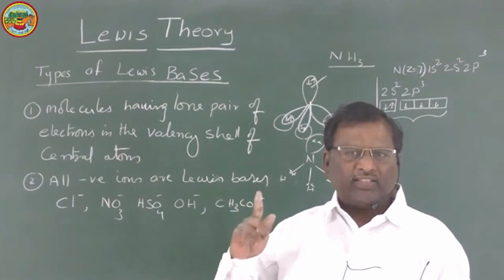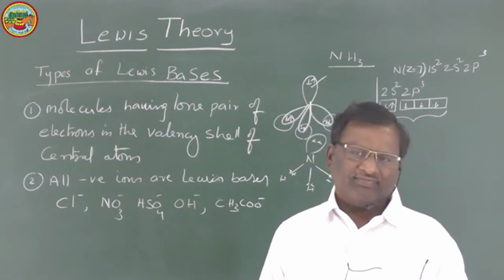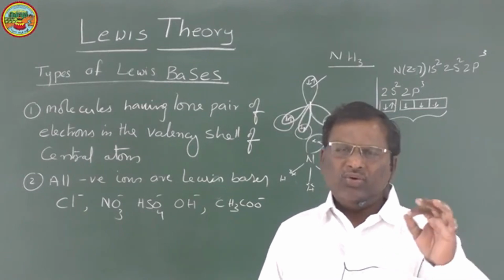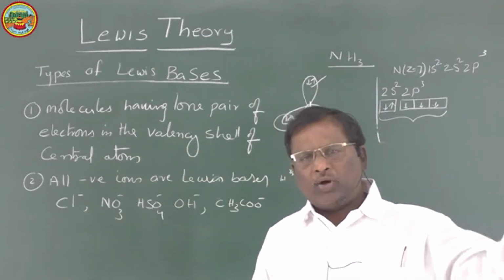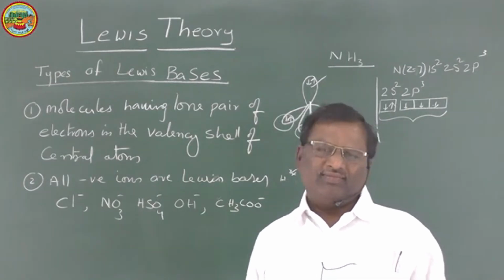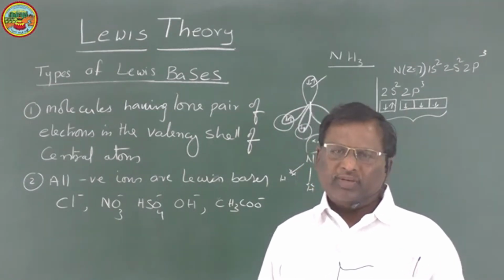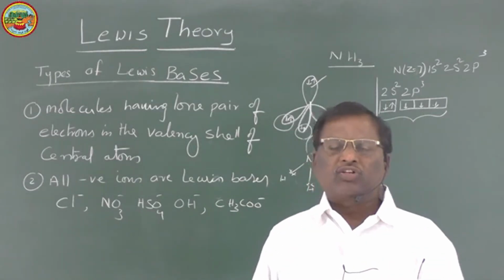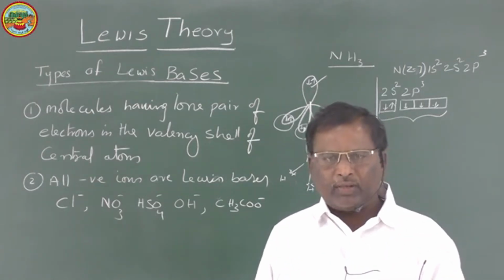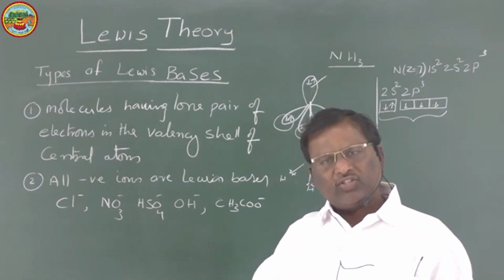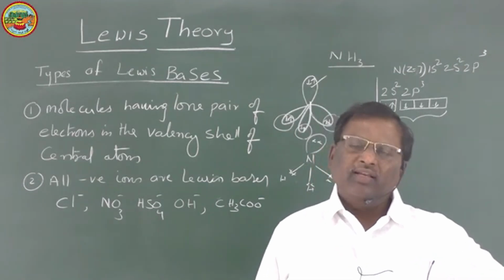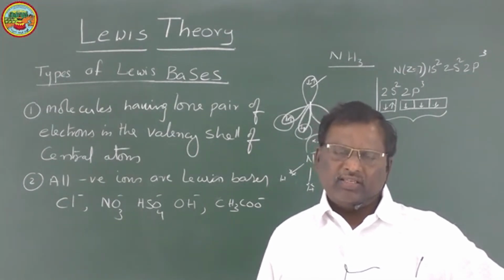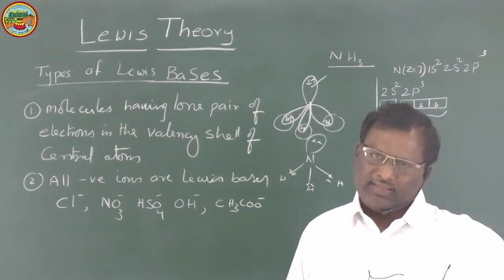So the conjugate bases of Bronsted acids are considered as Lewis bases. That means all Bronsted bases are Lewis bases, because they have negative charge. And that negative charge means a lone pair of electrons is present, so that they can donate that pair of electrons to other species. That's why they can be considered as Lewis bases. All negative species, all conjugate bases of Bronsted acids, are considered as Lewis bases.